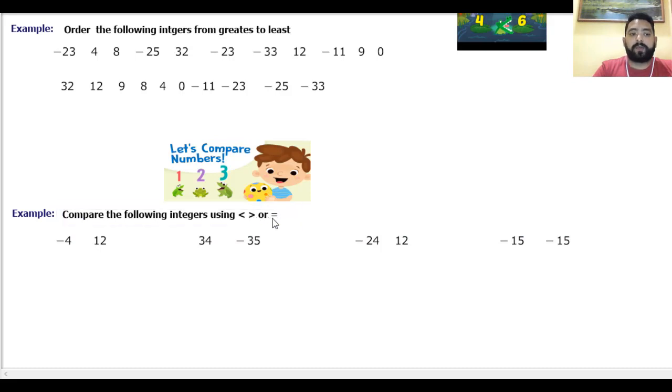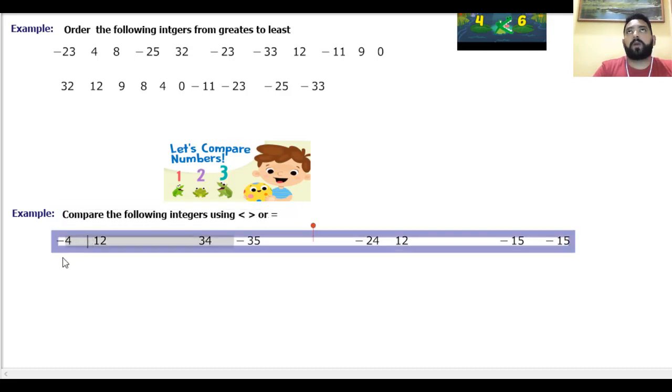In this case, we have negative 4, and we need to think: negative 4 is to the left of 12. So it's less than. Okay? Now think about 34 and negative 35. Is 34 to the left or to the right of negative 35? It's to the right. So this one is going to be greater than.